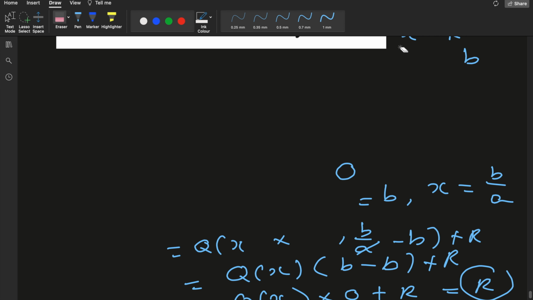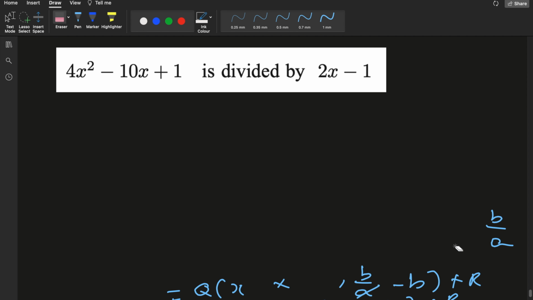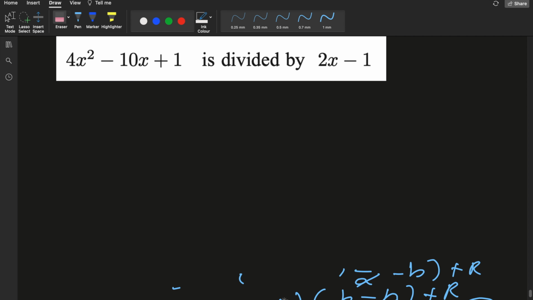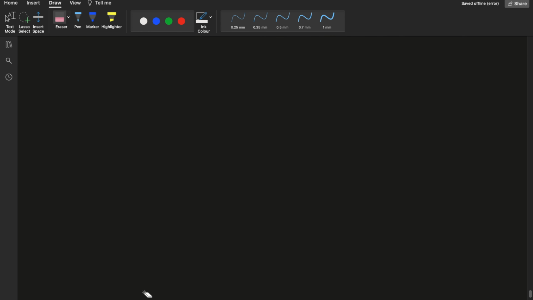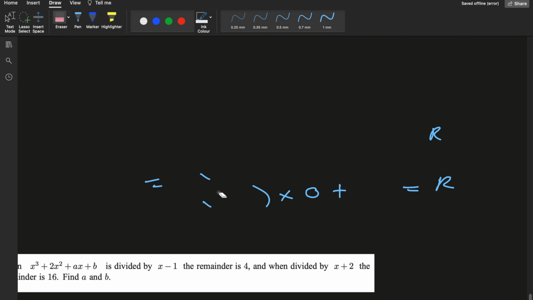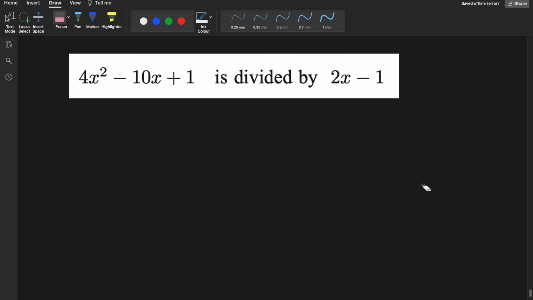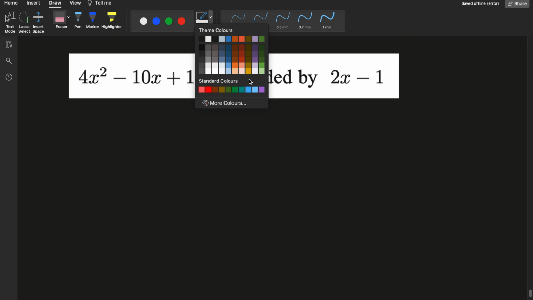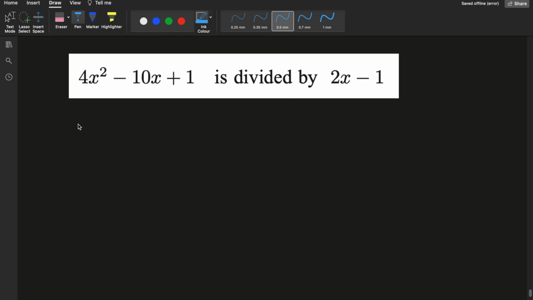So let's read the question. So we have to find the remainder when the polynomial 4x squared minus 10x plus 1 is divided by 2x minus 1. Okay, so here the divisor is 2x minus 1. When we equate this to 0, we get x equals 1 by 2.